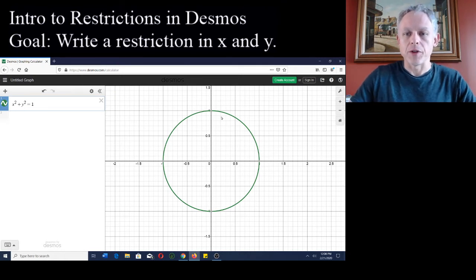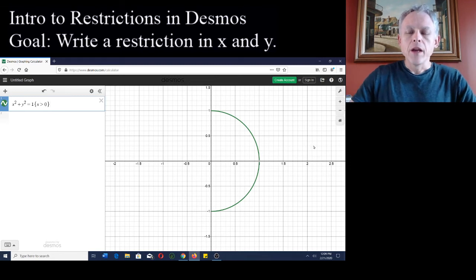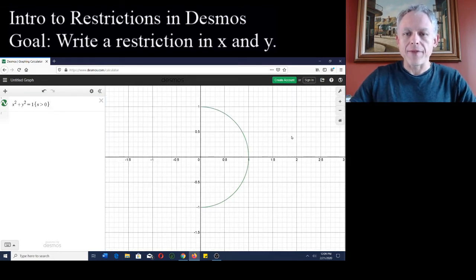The first thing we're going to do is, if we look at the circle in quadrant 1, we know that x is positive. So we have to add a restriction that says only graph when x is positive. So I add a restriction, x greater than 0. Now when I add that restriction in, you can see that I get the right half of the circle. And that makes sense.